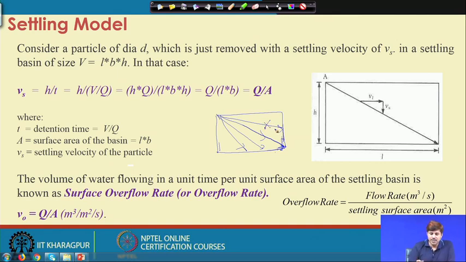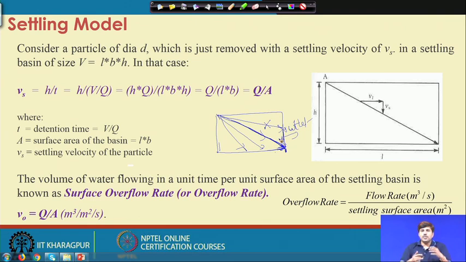So, if we consider a particle which is just removed, that means we are talking about a particle which has just hit this corner and entered into the sludge zone, because any lower settling velocity will lead this particle to hit the outlet zone, and then this particle will be washed out from the tank.